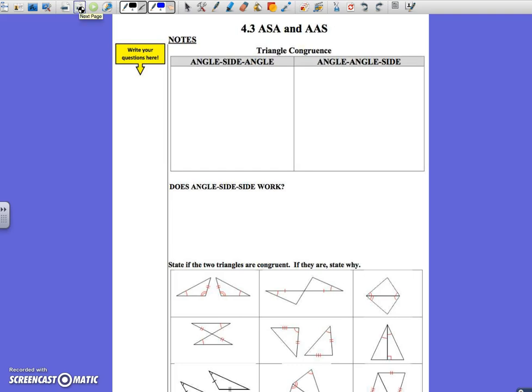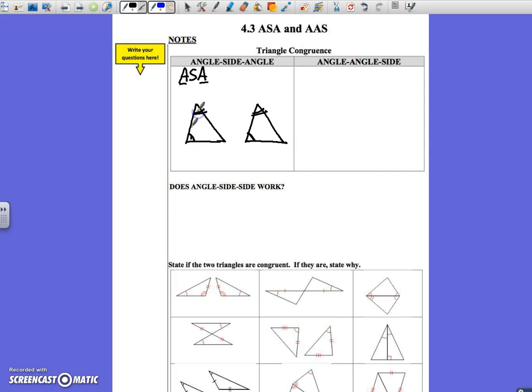So the first one is called angle, side, angle, or in other words, it's going to be ASA as our abbreviation. Well, this one simply says that if we have two triangles, and here again, me and my rough sketches, if we can prove that one pair of corresponding angles, and then a second pair of corresponding angles, notice in angle, side, angle, we've got two angles and the side. Where is that side? It's between the two angles.